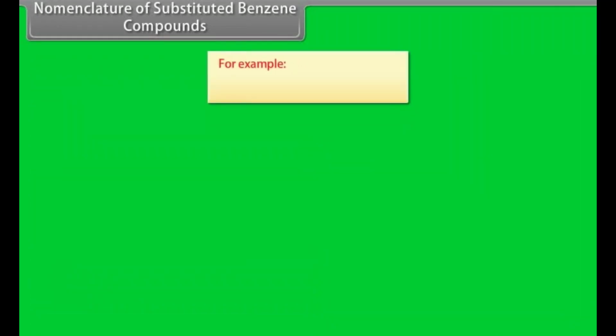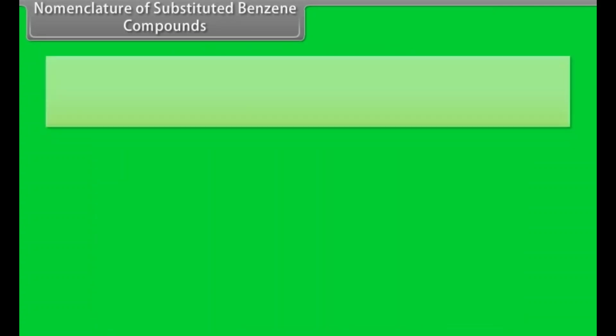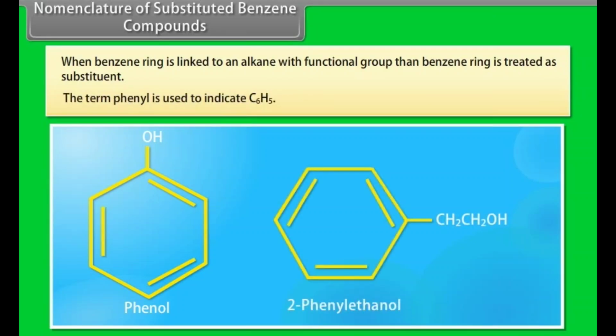For example, we assign number 1 to fluorine so that nitro gets 2 and ethyl gets 4. This compound can be named in alphabetical order as 4-ethyl-1-fluoro-2-nitrobenzene. When benzene ring is linked to an alkane with functional group, then the benzene ring is treated as substituent. The term phenyl is used to indicate C6H5.